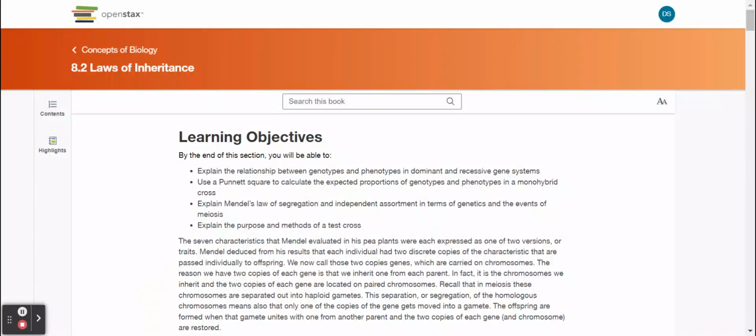Section 8.2, Laws of Inheritance. By the end of this section, you will be able to explain the relationship between genotypes and phenotypes in dominant and recessive gene systems, use a Punnett square to calculate the expected proportions of genotypes and phenotypes in a monohybrid cross, explain Mendel's law of segregation and independent assortment in terms of genetics and the events of meiosis, and explain the purpose and methods of a test cross.